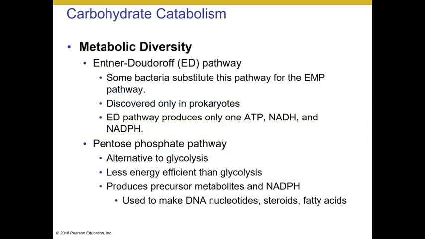Not all microbes use the standard glycolysis pathway. Some use the Entner-Doudoroff (ED) pathway, which occurs only in some bacteria, and it yields 1 ATP, 1 NADH, 1 NADPH. Some use the pentose phosphate pathway, which produces building blocks for DNA, RNA, and certain fats. Not much ATP. Why does this matter?